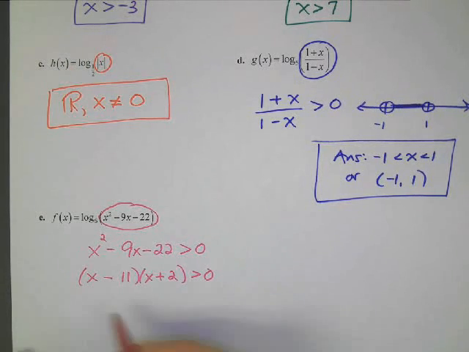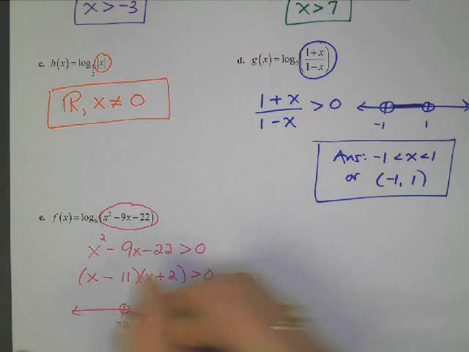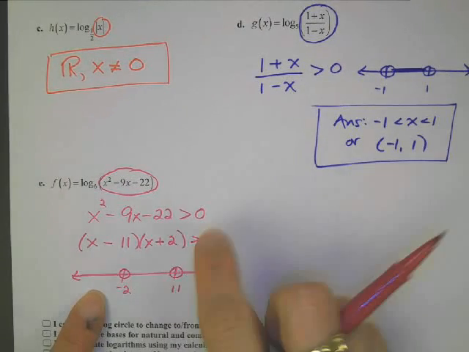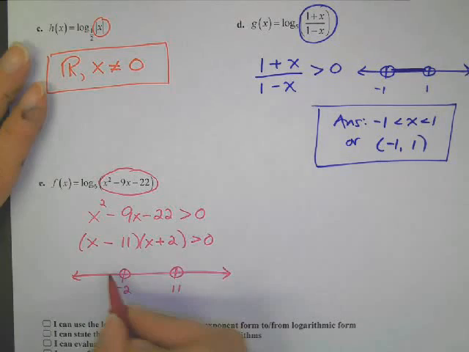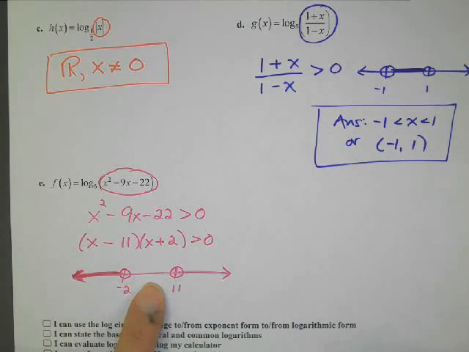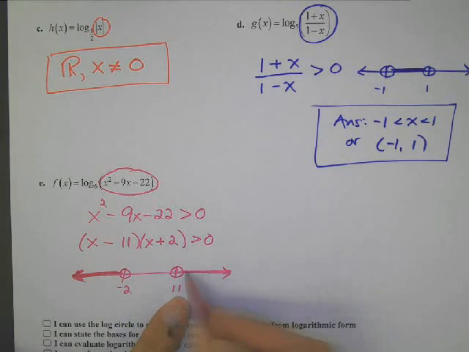There's a couple ways you can do this. I think I'll do a number line technique again. Negative 2, positive 11. Since it's greater, they're both going to be open bubbles. Why don't you go ahead and test negative 5. We want positive. It is? Okay, good. Negative 5 is a good section. How about 0? 0 comes out negative. That's no good. How about 100? Positive. That's a good section.